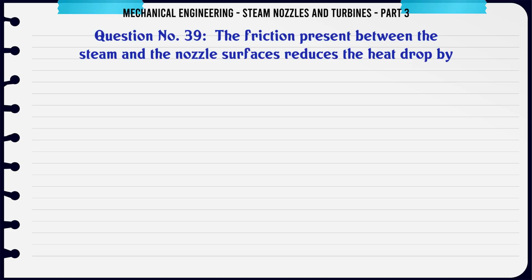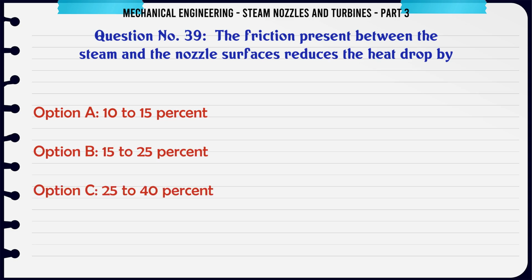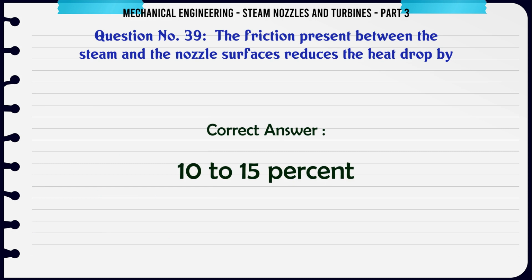The friction present between the steam and the nozzle surfaces reduces the heat drop by A. 10 to 15%. B. 15 to 25%. C. 25 to 40%. D. 40 to 60%. The correct answer is 10 to 15%.